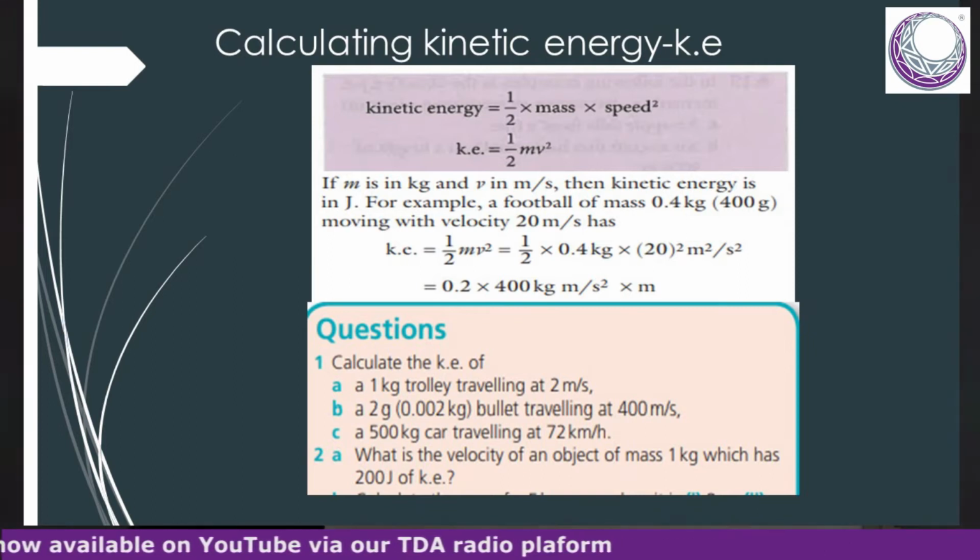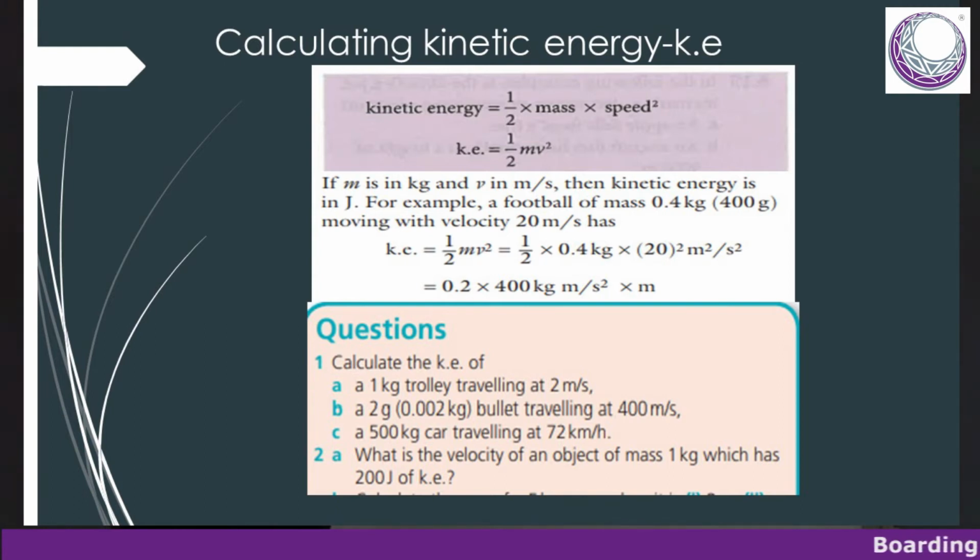So we are going to have another task here which you are going to do. As you move along the lesson, you are required to calculate the KE of the following. A 1 kg trolley traveling at 2 meters per second. If you follow it, you can see that you are given the mass and you are also given its speed or velocity there.